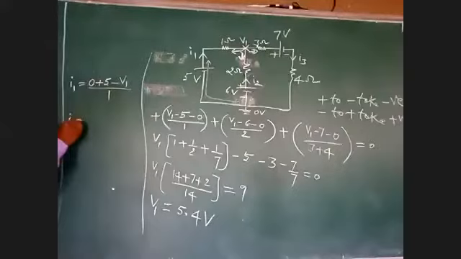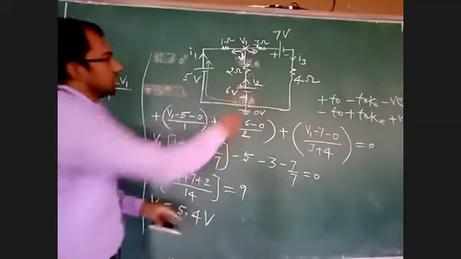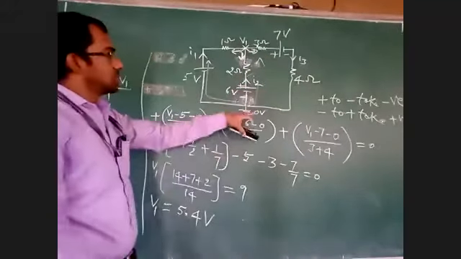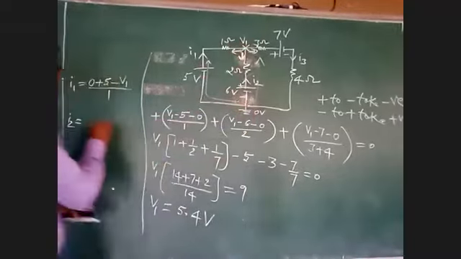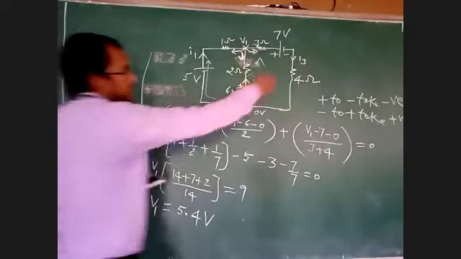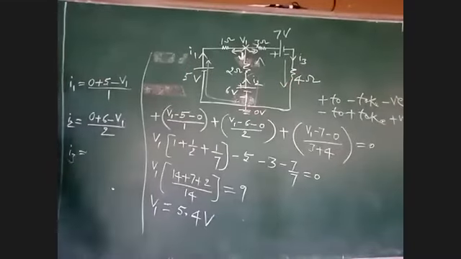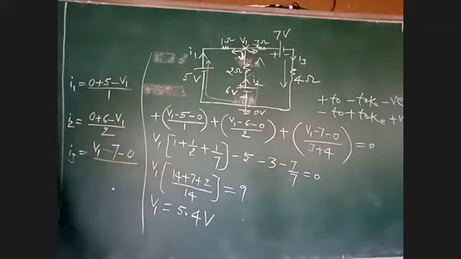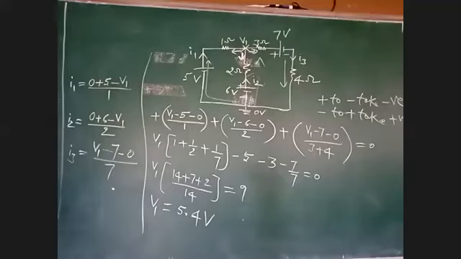Next I2. The actual direction of current I2 is moving upward. 0 is positive, V1 is negative. So 0 plus 6 minus V1, that is (V1 plus 6) by minus 2, that is, V1 by 2 form. Next I3. What is the I3 direction? In this direction. That is minus V1 minus 7 minus 0 by 7, with resistance 4 plus 3, which is 7.